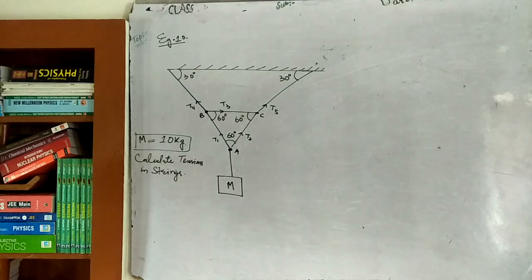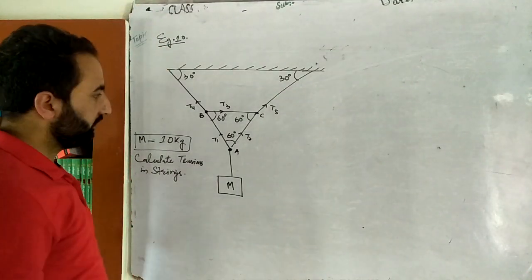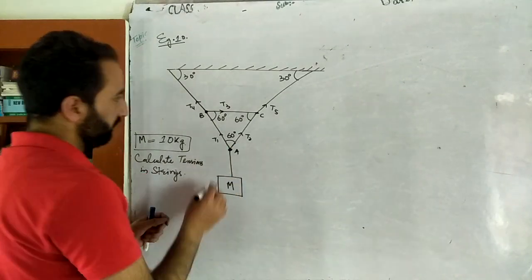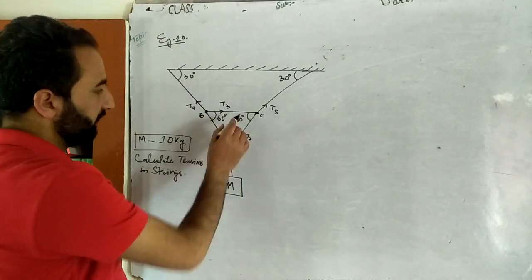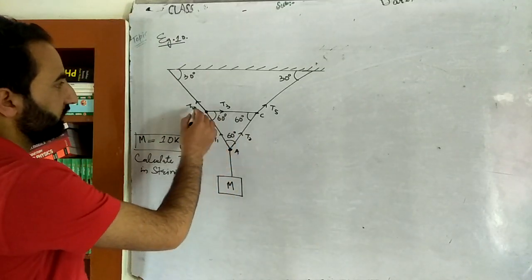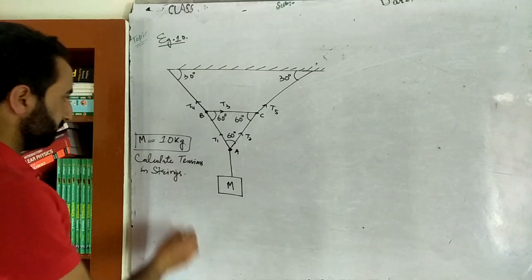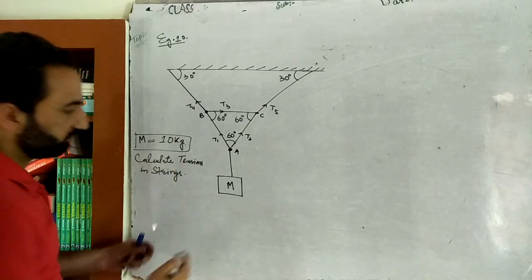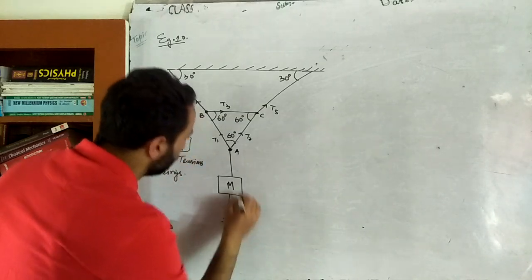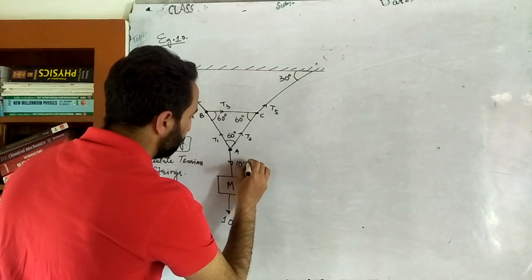Okay, last example on Lami's theorem, example number 10. Again there are three different strings like this. There are three different points A, B and C, and again you are supposed to calculate the different tensions T1, T2, T3, T4, T5. The mass given is 10 kg. So first of all, the force here in the downward direction will be how much? That is equal to 100 Newton.